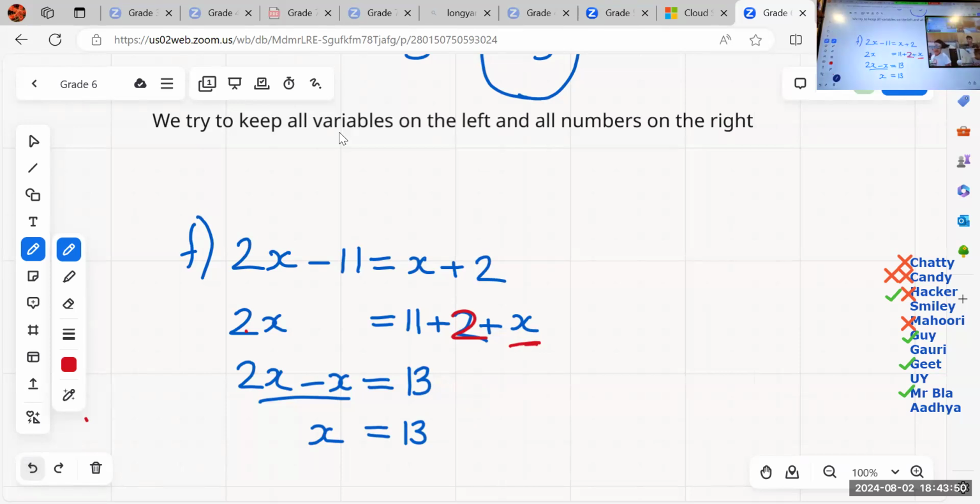Smiley, which part did you not understand? पहले -11 को I moved from the left side to the right side, it became +11. ये समझ आया?